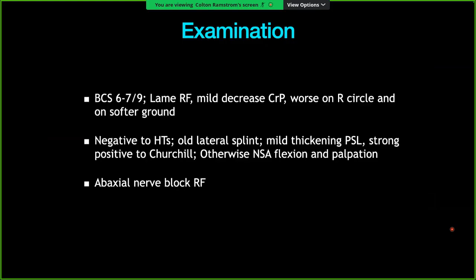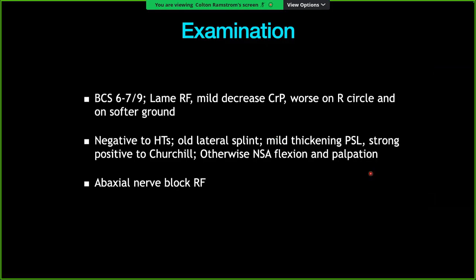So BCS was a little bit high, so a little bit fat. Moderate right front lameness. There was a mild decrease in the cranial phase on that right front as well, and he was definitely worse on the right circle. I didn't include those videos just for time's sake, but he was a little bit worse on the right circle on the softer ground. So that was consistent with that straight line that we saw where maybe he's a little bit more consistently off on the softer ground versus the harder ground.